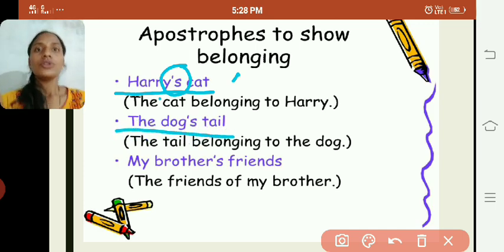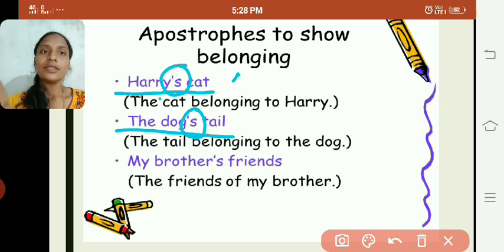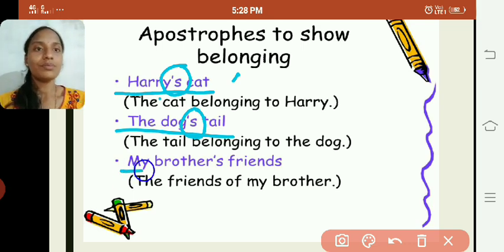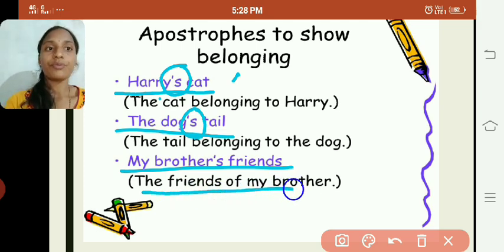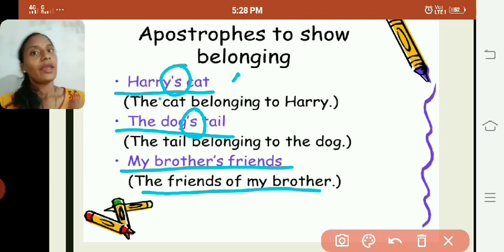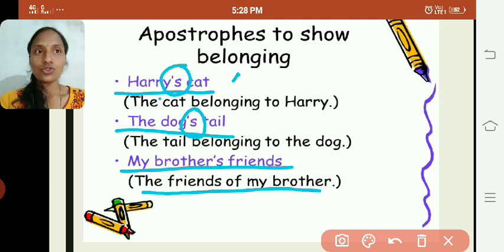Second, dog's tail. Here the apostrophe and s. So what do you mean by that? The tail belonging to the dog. Third, my brother's friend. What is the meaning here? That the friends of my brother, means apostrophe is used to show belonging. Okay, and after the apostrophe s is always added.